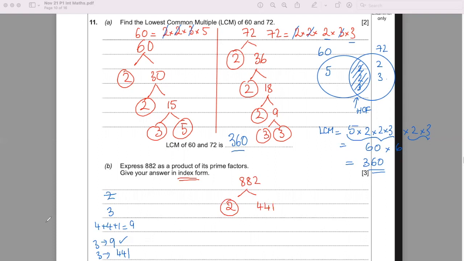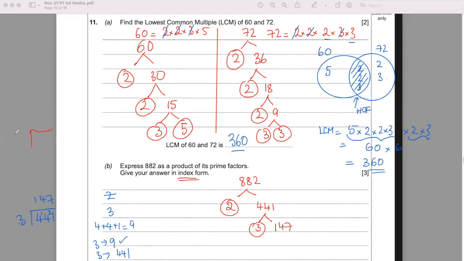And I'm just going to use the bus stop method. So how many 3 go into 441? How many 3 goes into 4? 1, remainder of 1. How many 3 goes into 14? 4, remainder of 2. How many 3 goes into 21? 7. So again, I got 3, circle it, and 147. Again, 1 plus 4 plus 7 is 12. So 3 does go into 12. So 3 does go into 147.